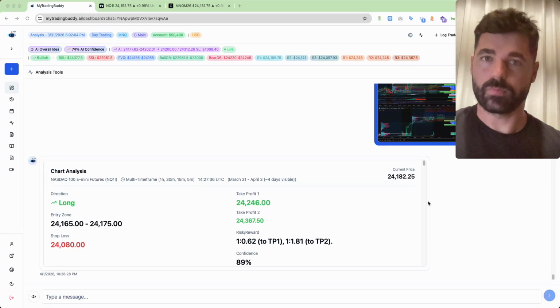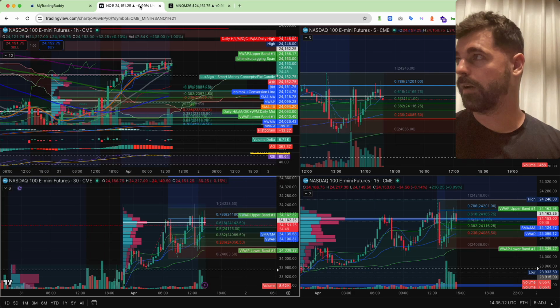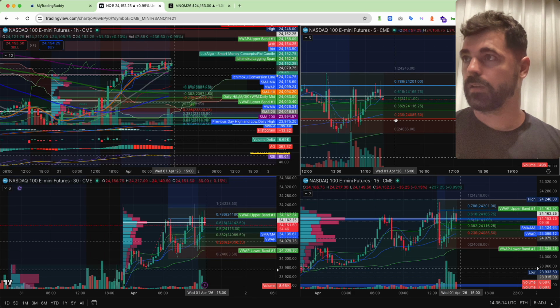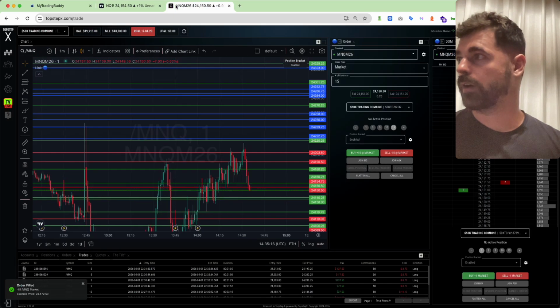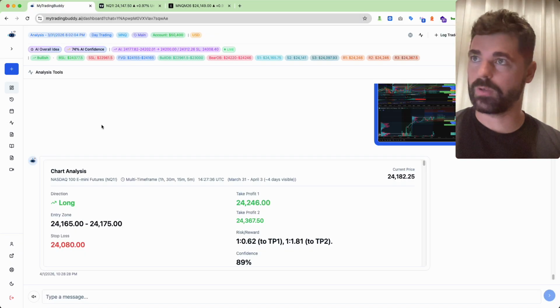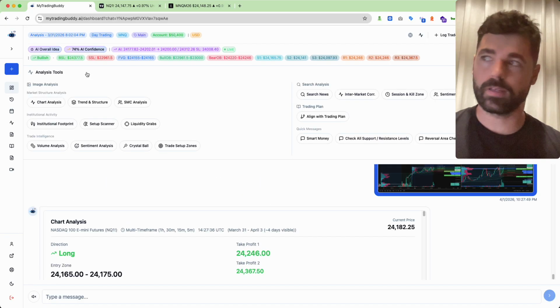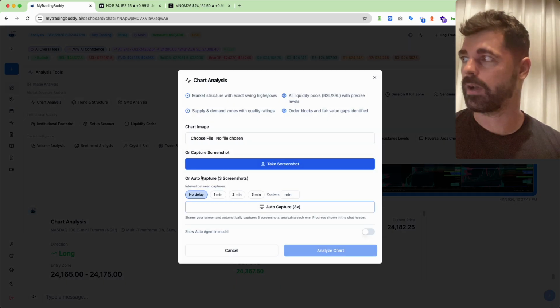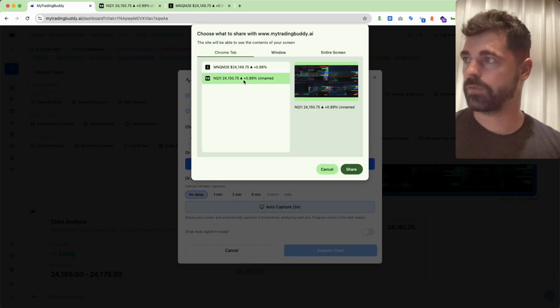So this is how you can use MyTradingBuddy for prop firm challenges. So what I've got is NASDAQ open, and I've got an account I just started, lost a little 80 on a quick trade. But I'll show you exactly how to do it. All you gotta do is take screenshots and send it to the AI. I'll do the chart analysis right here.